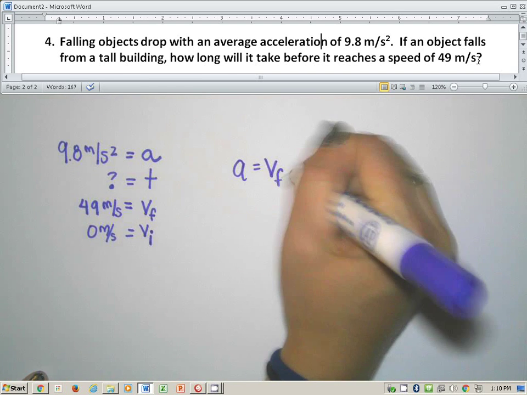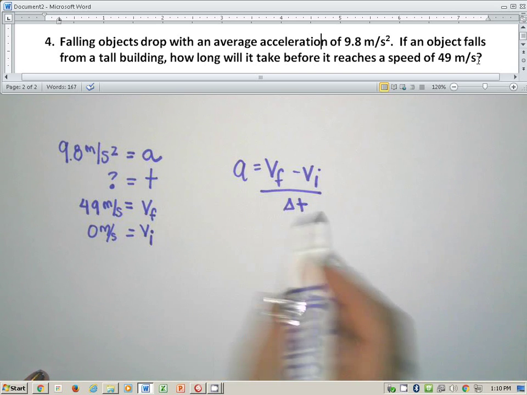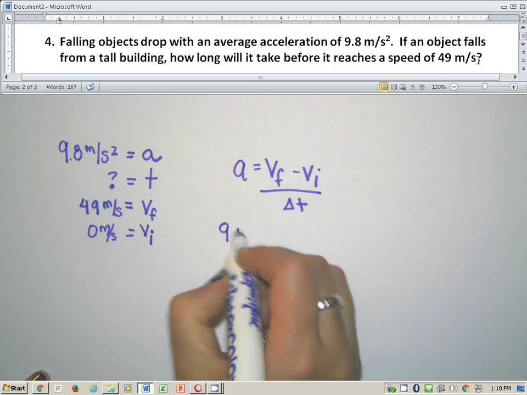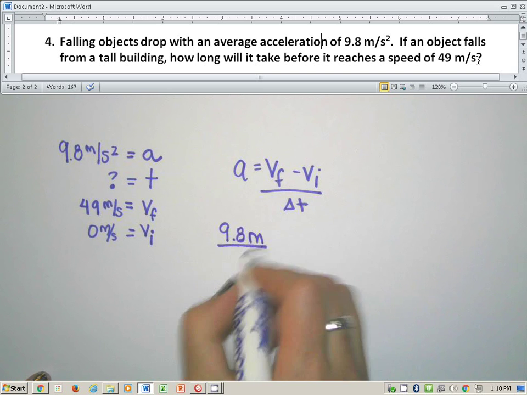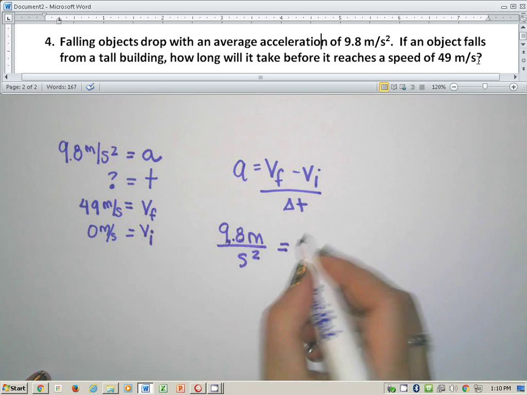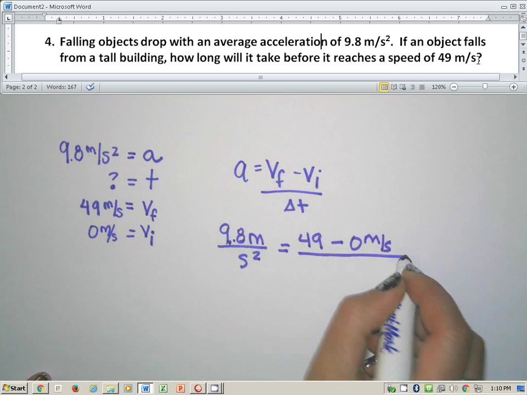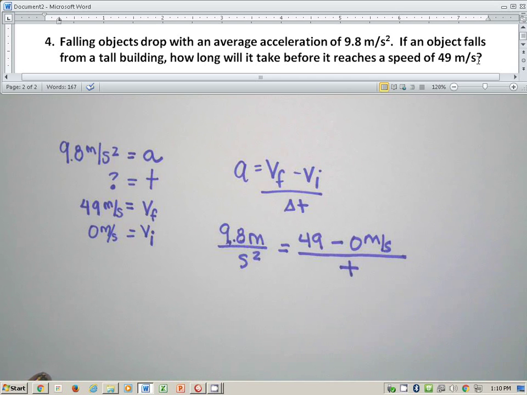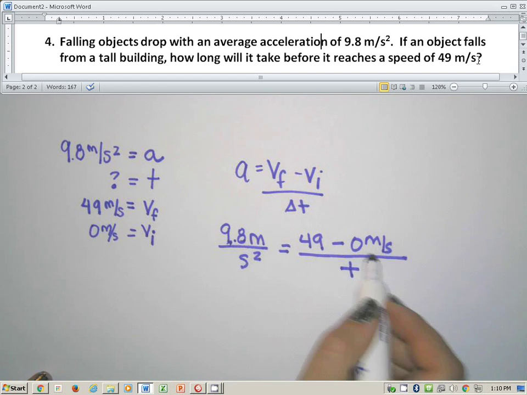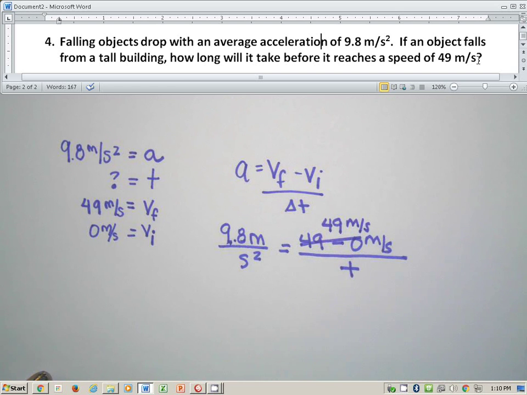So now I should be able to plug this in to this equation. I've got A, which is going to be 9.8 meters per second squared. If you'll write it like a fraction like this, I think it'll help you. VF is 49, VI is 0. Those are meters per second, and it's over T. So, wow, how do I solve that? Well, my suggestion would be to go ahead and clean it up a little bit if you struggle with math and recognize that this right here is simply equal to 49 meters per second because 49 minus 0 is 49.